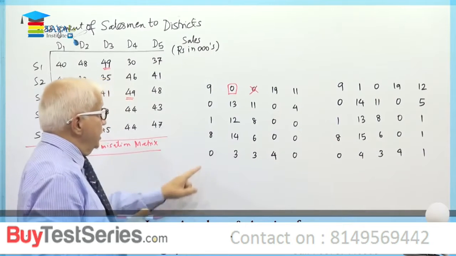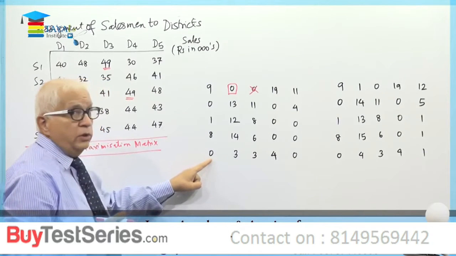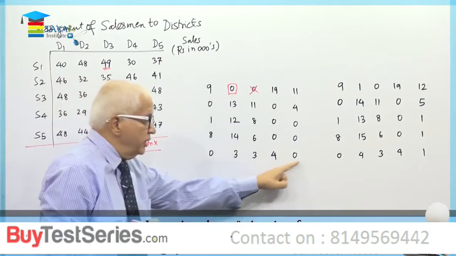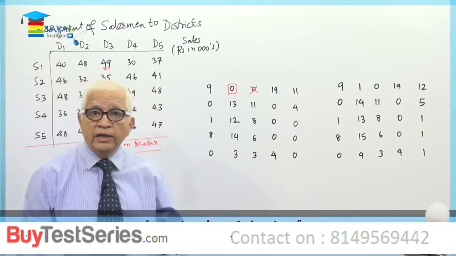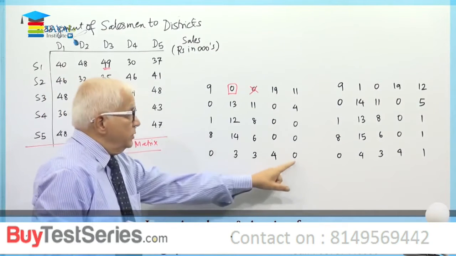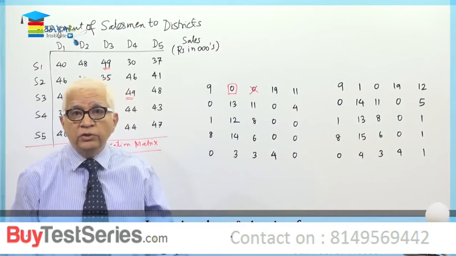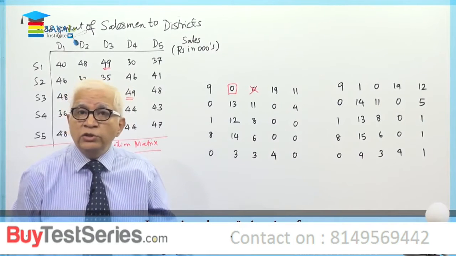Okay. Next, this 0. Is it unique in the row or column? No, the answer is no. Because of this, this is not unique in the column. Because of this, it is not unique in the row. So I cannot make an assignment as of now. This 0 also I cannot make an assignment because it is not unique. In other words, there was only one unique 0. I made an assignment. Now unique zeros are over.